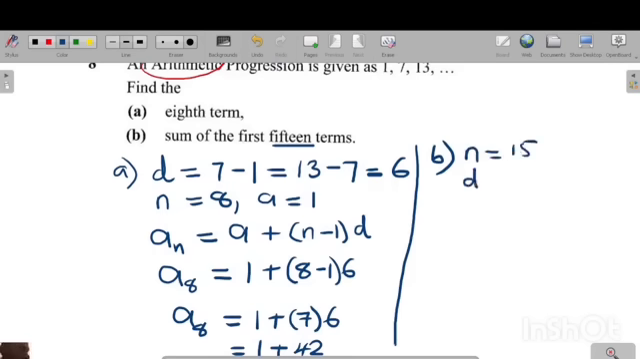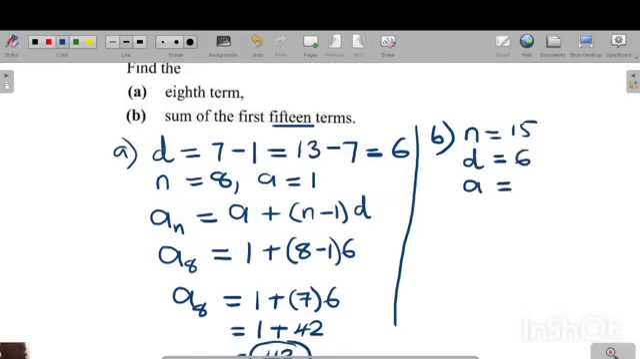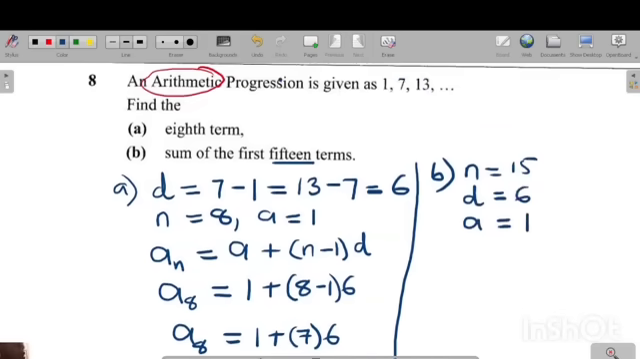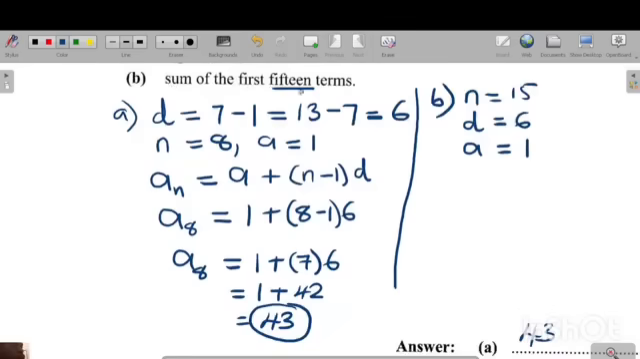So n is 15, then d, the common difference we found, is 6. We need a, the first term, which is 1 in this sequence. Okay. So now the formula for finding the sum of the terms of an arithmetic progression is given by Sn is equal to n over 2, then 2a plus n minus 1 times the common difference. Okay?